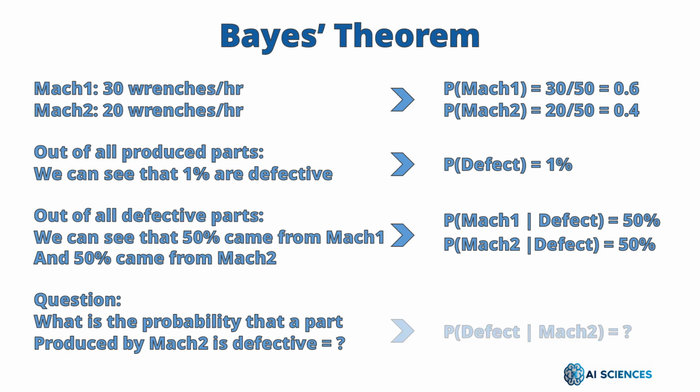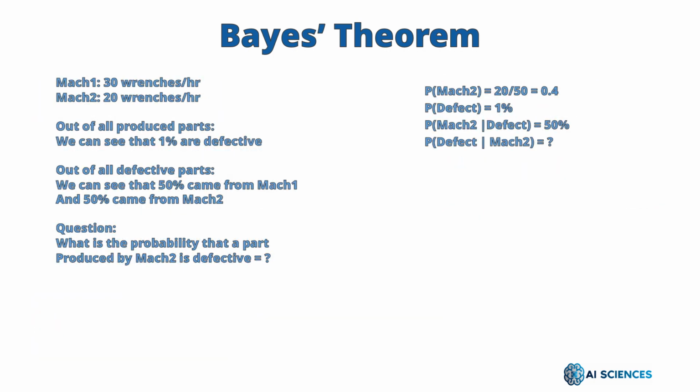And we can write down the question, the probability that a wrench is defective given it came from machine 2. So the question is about what is the probability that a part produced by machine 2 is defective. So we don't actually need any information about machine 1. So we can eliminate these two pieces of information and leave only the information which we will need.